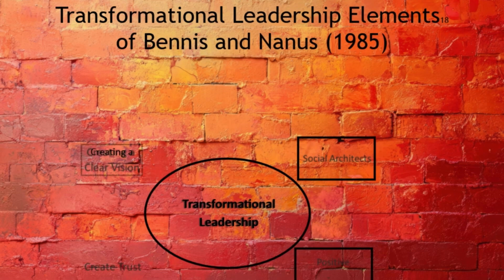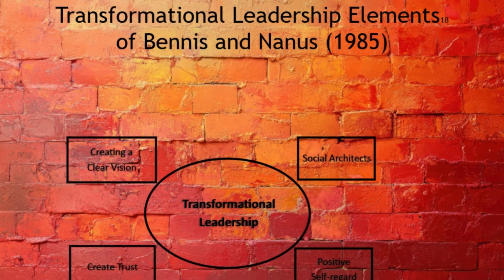Bennis and Nanus, in 1985, identified 4 key elements that define transformational leadership. First, developing a clear vision. Transformational leaders articulate a compelling and realistic vision of the future. This vision serves as a guiding star, providing purpose and direction for the entire organisation. Second, communicating that vision. It's not enough to have a vision, it must be communicated clearly and consistently.